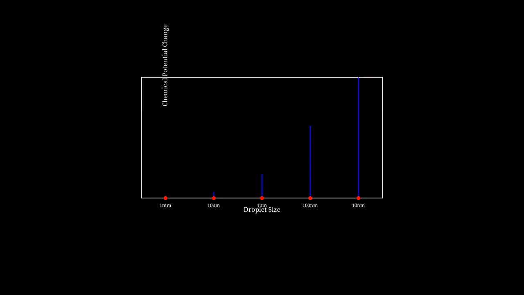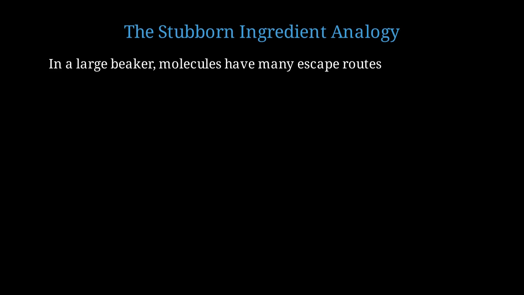It's an inverse relationship, so tiny changes in radius at the nanoscale produce enormous changes in chemical potential. Let me give you a helpful analogy. Think of the chemical as a stubborn ingredient that refuses to mix in a large bowl. In a large beaker, molecules have essentially infinite space to explore and many ways to avoid dissolving. They can aggregate, form crystals, or simply sit at the bottom.